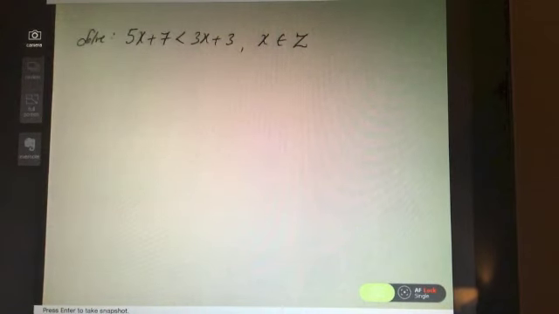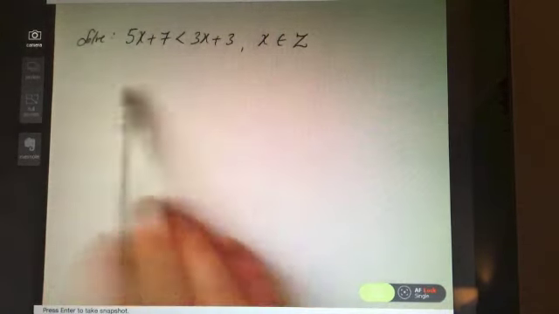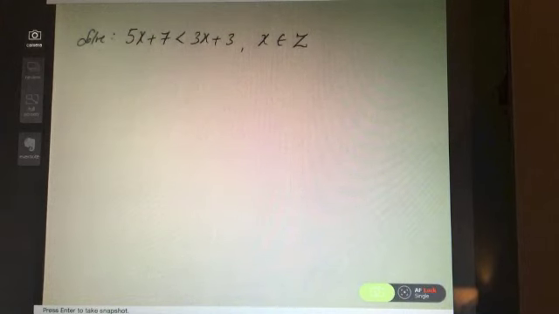So try this one. Pause the video, solve it as best you can, graph it on the number line, and then replay to see if you are right.